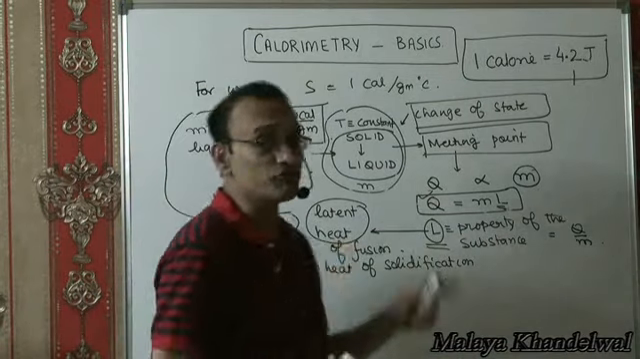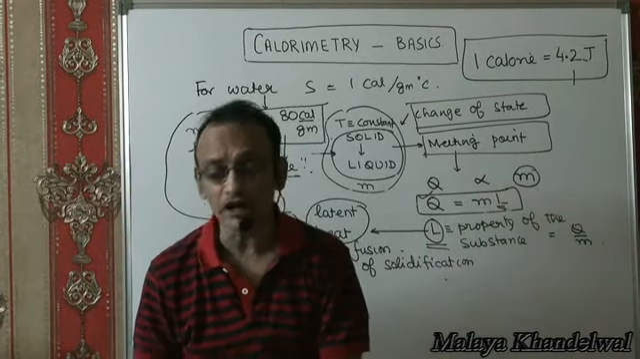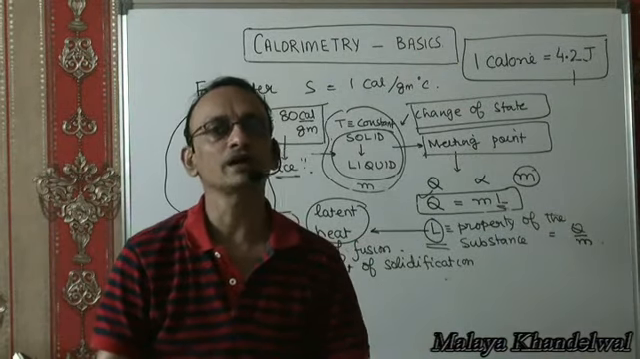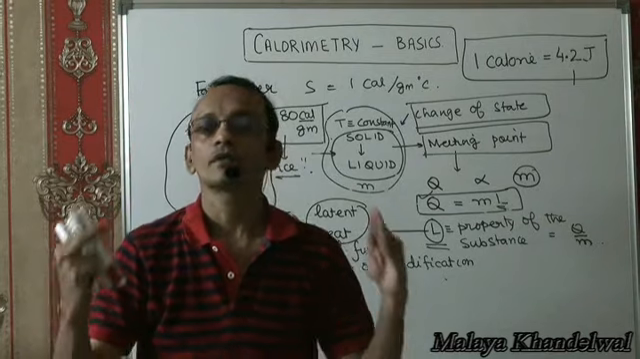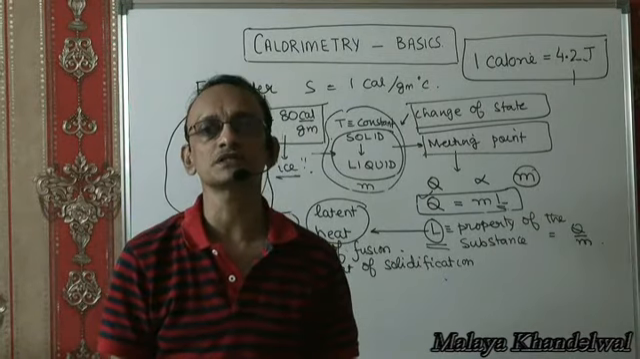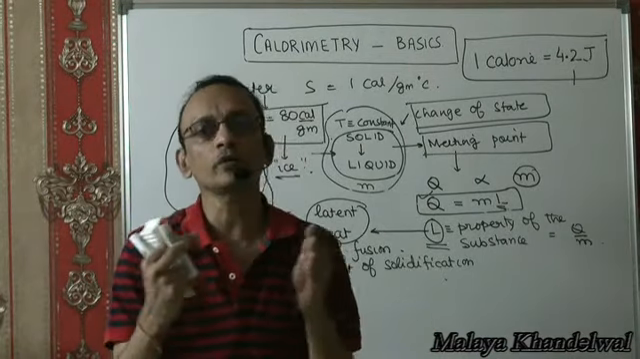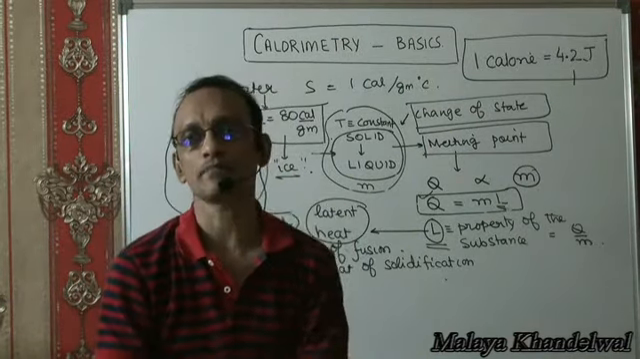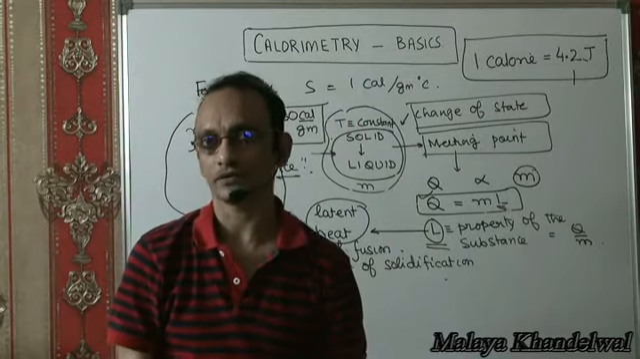It will only show up as change of state, right? So we have latent heat of fusion or latent heat of solidification, which is about the amount of heat required to convert a unit mass of the substance from its solid to liquid state or liquid to solid state at its melting point, right?